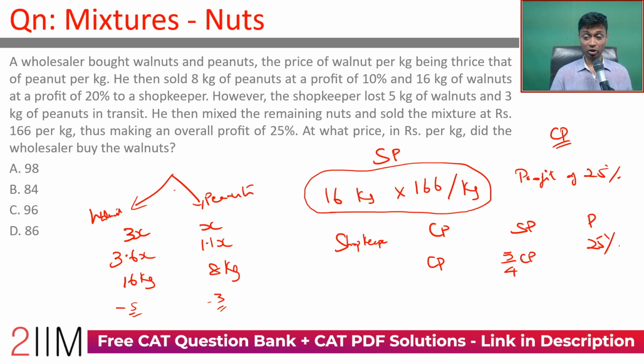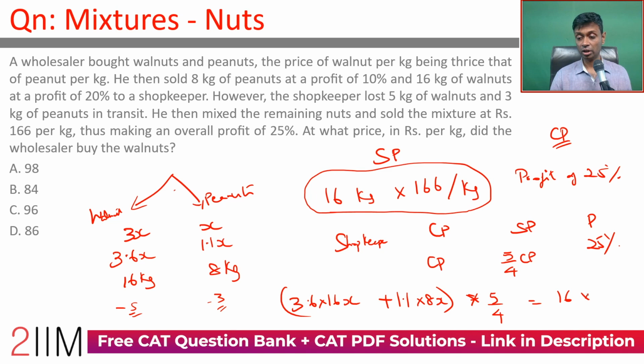What is cost price? Cost price is how much he spends in buying this. He buys 16 kilograms at 3.6x, 8 kilograms at 1.1x. So 3.6x into 16 plus 1.1 into 8 into x. This whole thing into 5 by 4 is 16 into 166. Solve this methodically, thoroughly, we are through. So I'm going to write this down.